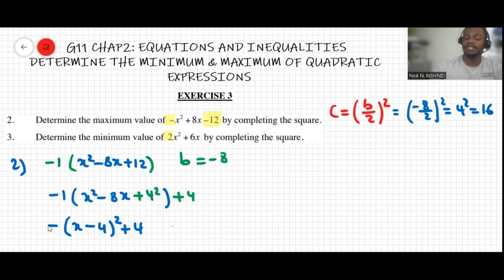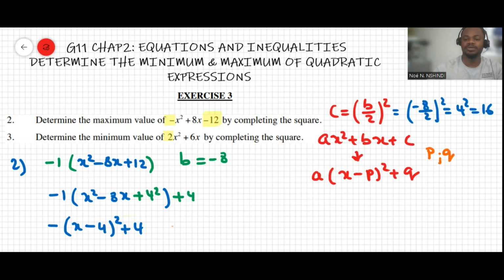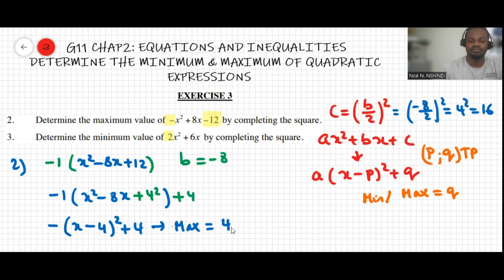I say that the quadratic equation is of the form ax squared plus bx plus c, as we said. And then we said we can complete the square, which means it's like the form a(x minus p) to the power of 2 plus q, where (p, q) is a turning point, the TP, and the maximum is just equal to q. So in this case, the maximum or the minimum, I can say min or max, is equal to q. Now, in this case, we can say that the maximum is 4. Okay, the maximum is just 4.